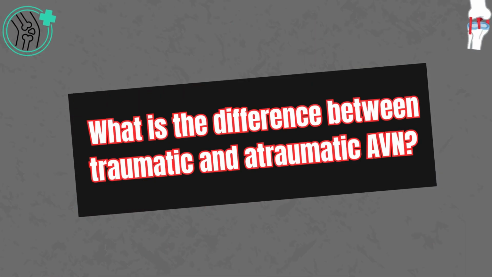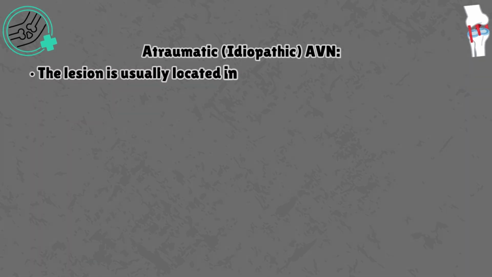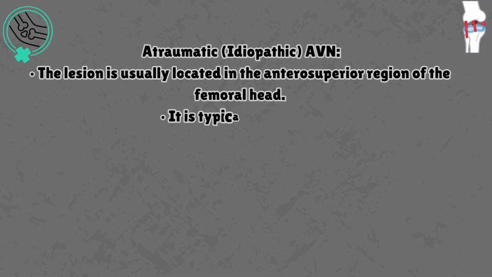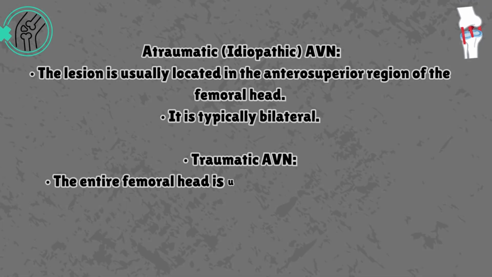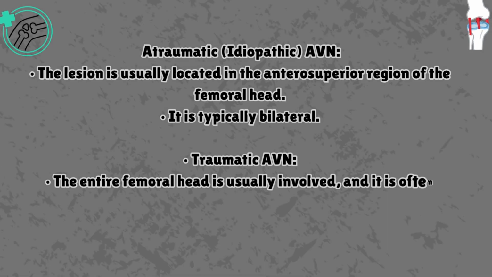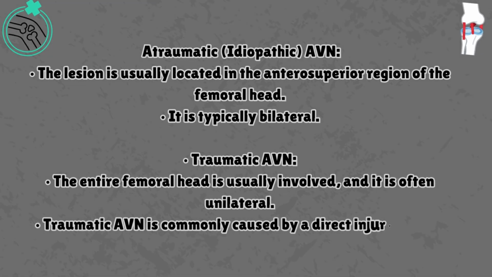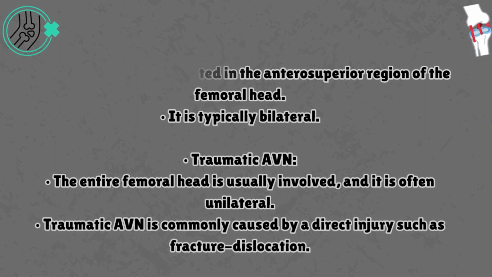8. What is the difference between traumatic and atraumatic AVN? Atraumatic or idiopathic AVN. The lesion is usually located in the anterosuperior region of the femoral head. It is typically bilateral. Traumatic AVN. The entire femoral head is usually involved, and it is often unilateral. Traumatic AVN is commonly caused by a direct injury such as fracture dislocation.